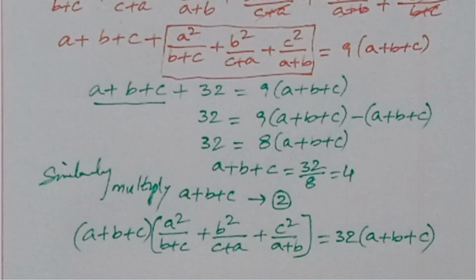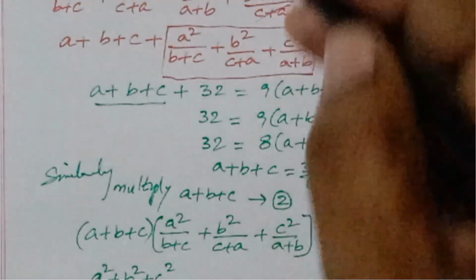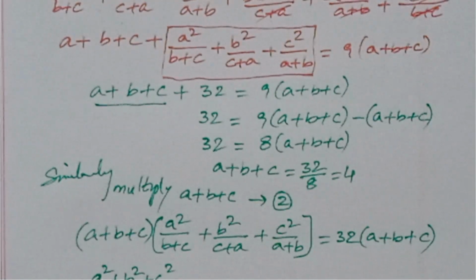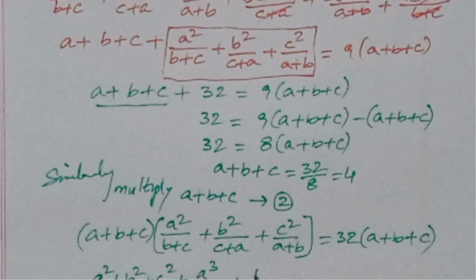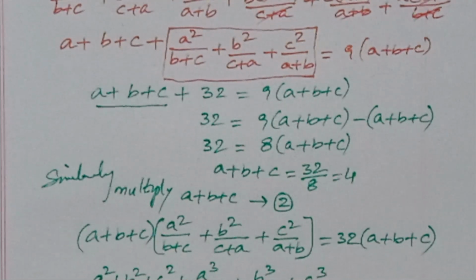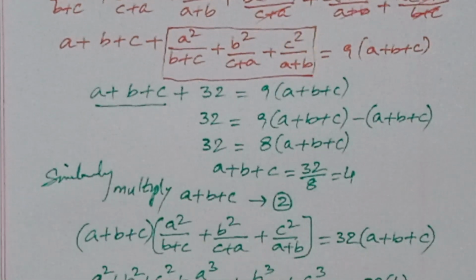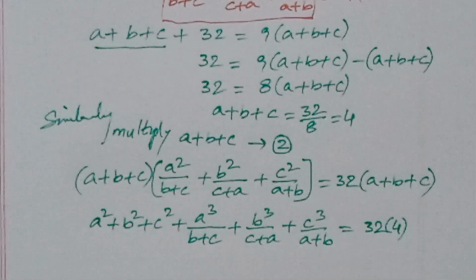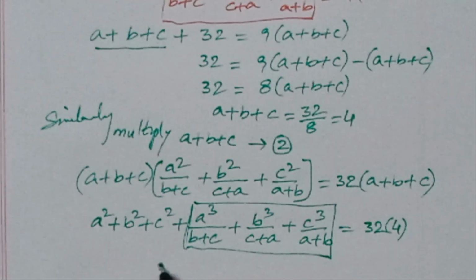So if you multiply this, here you are getting a square plus b square plus c square. Like this only you have to multiply what you have done above, plus a cube by b plus c plus b cube by c plus a plus c cube by a plus b is equal to 32 into 4. The value is 32 into 4. Already you know the value of this. The value of this is 122.